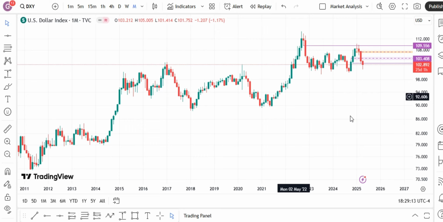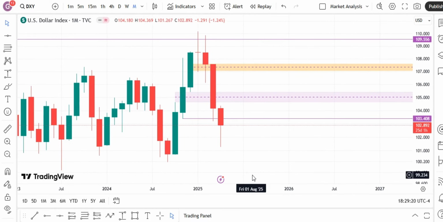Let's go to the dollar index monthly time frame. I told us last week that I wanted to see price take out these equal lows, because I looked at this as equal lows. I wanted to see a significant move to the downside by last trading week, and you can see what happened. I didn't expect this much, but it is what it is.